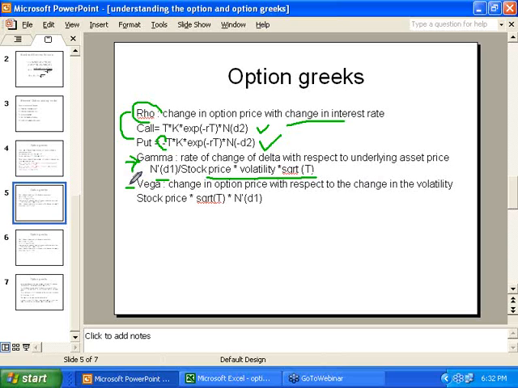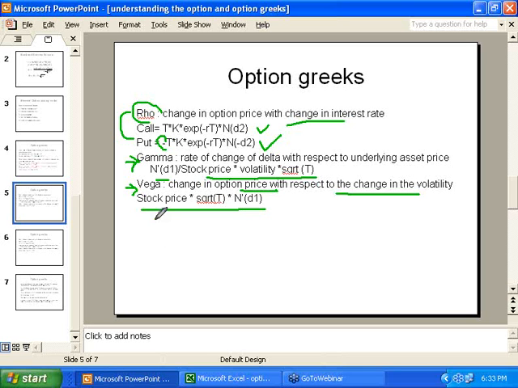The next Greek is vega, which is purely associated with the volatility, and it is one of the most important Greeks in our Greek domain. This says the change in the option price with respect to change in the volatility. So what kind of relationship the volatility holds with the option premium. So that is known as your vega.